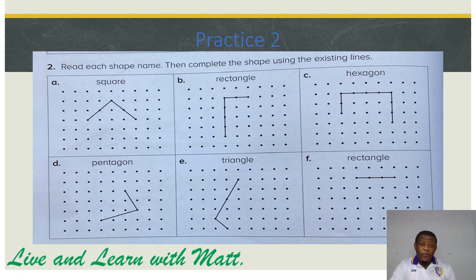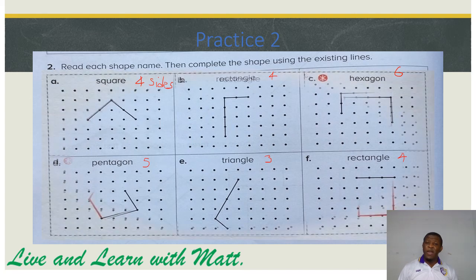This has 4 sides. 4 sides, 6, 5, 3, 4 sides. Are you done? Now compare with the teacher.